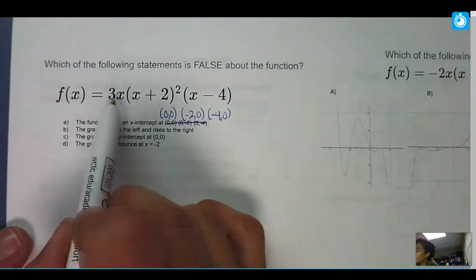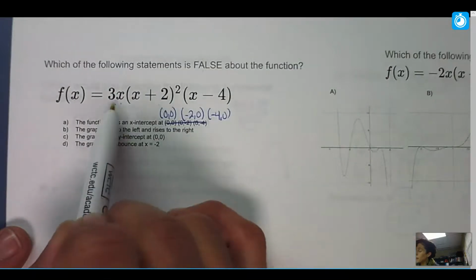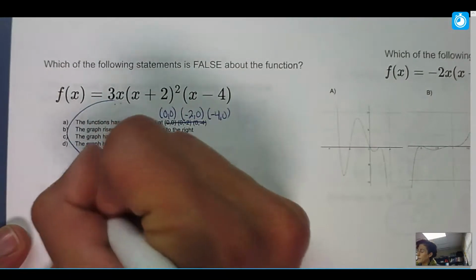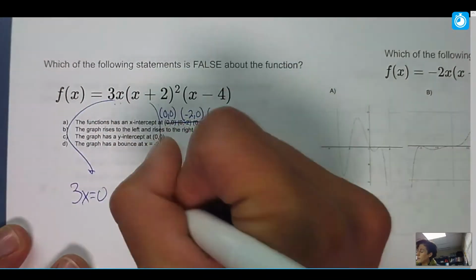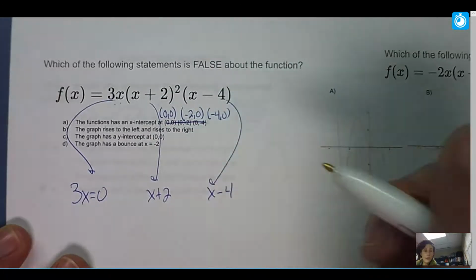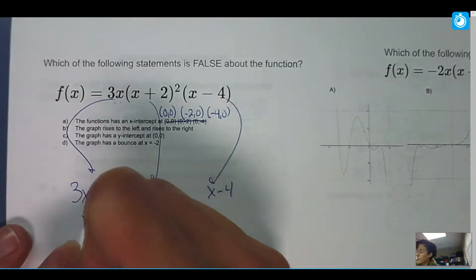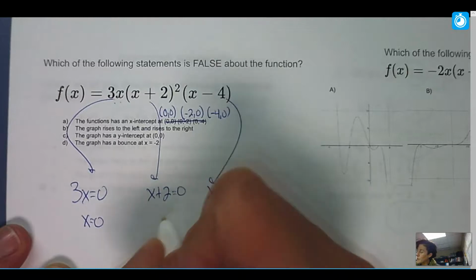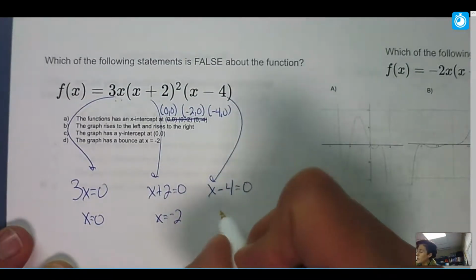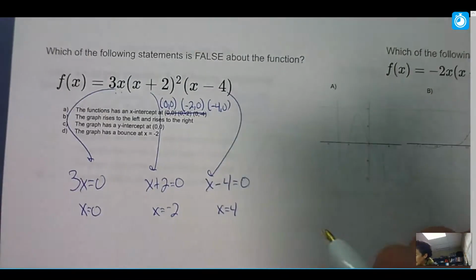So anyway, going for this, let's see what the zeros are. Those are our x-intercepts. So you set each factor equal to 0, and then you solve. So divide by 3 here, and you get 0. Set this one equal to 0, and subtract 2, and that's a -2. Set this one equal to 0, add 4, and as it turns out, let's see.